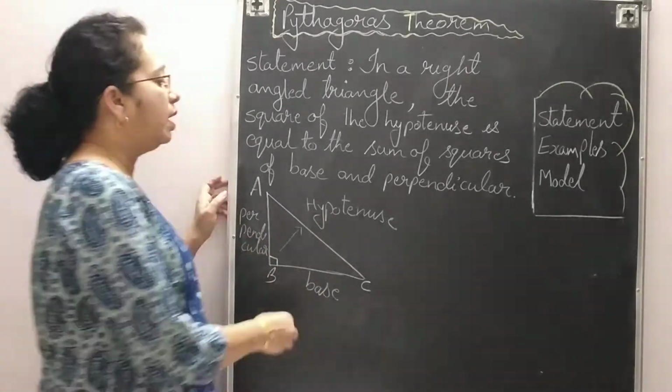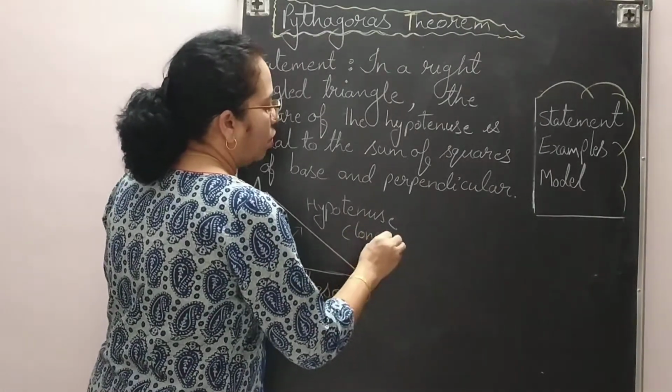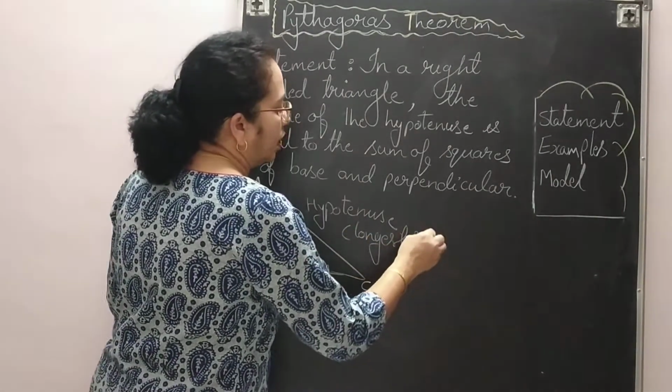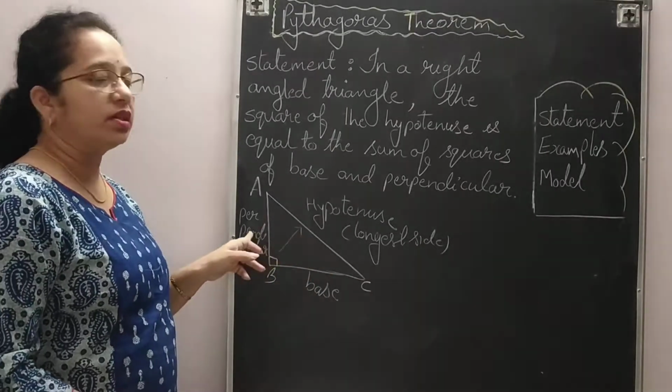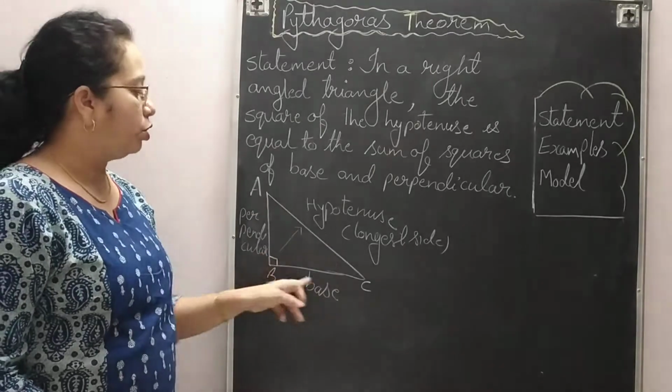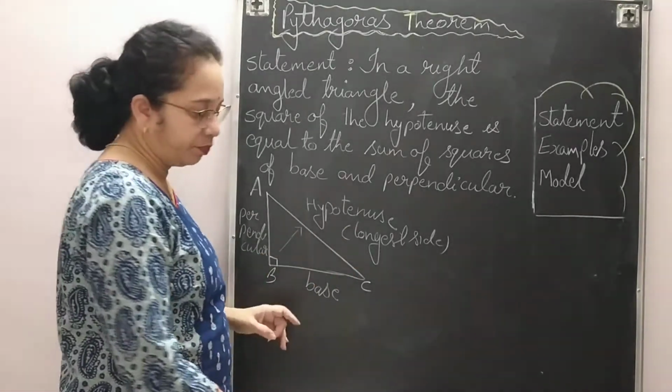So in a right angle triangle, opposite to 90 degree is hypotenuse, this is base and this is perpendicular. And one more thing, hypotenuse is always the longest side. What does it mean? Hypotenuse is greater than base, hypotenuse is greater than perpendicular. Out of these three sides, hypotenuse is always the longest side.